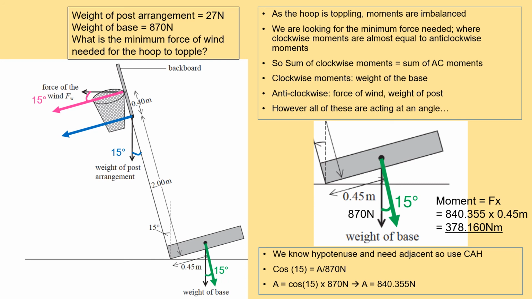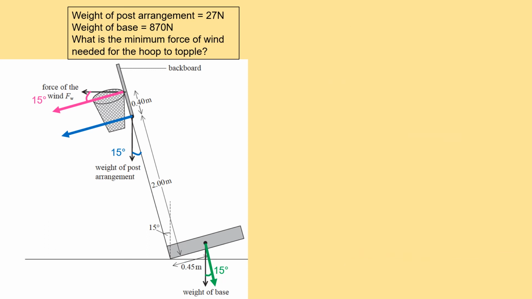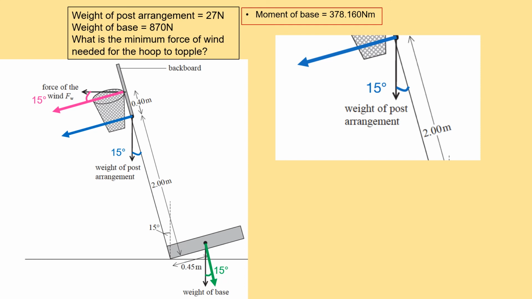What we've done is we've rotated our perspective somewhat to 15 degrees, and we're trying to think of the whole thing as a perpendicular arrangement. Now then, we also have to consider the post and the force of the wind. So the moment of the base we've now determined, 378.16. Let's have a look at the post arrangement. That is 27 newtons, acting directly downwards towards the center of the Earth. But let's shift that back to the perpendicular direction.